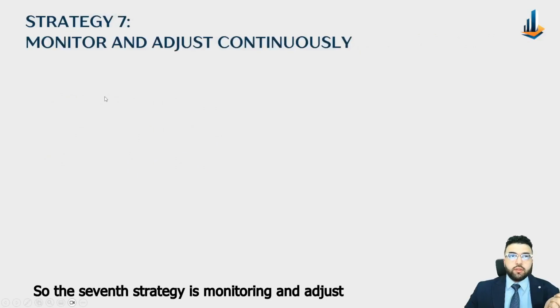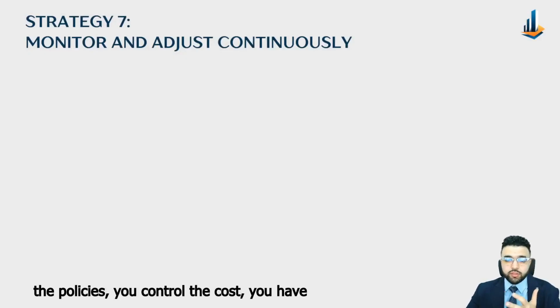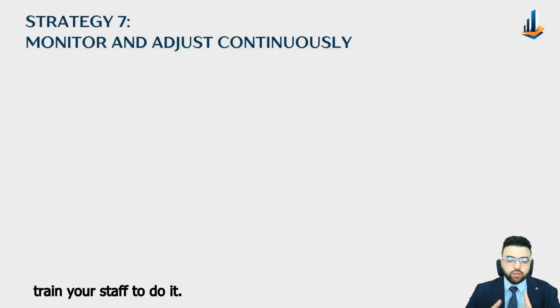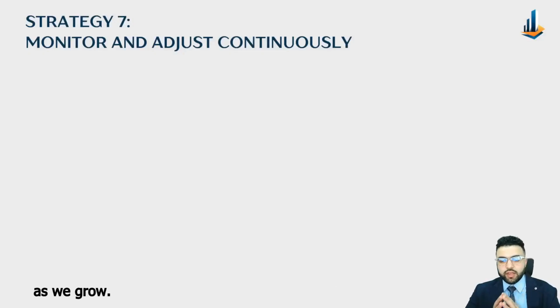So the seventh strategy is monitoring and adjusting continuously. Now you have all the data. You establish the policies. You control the cost. You have someone to enforce and do physical counts. You train your staff to do it. You need to keep monitoring and adjusting continuously as you grow.